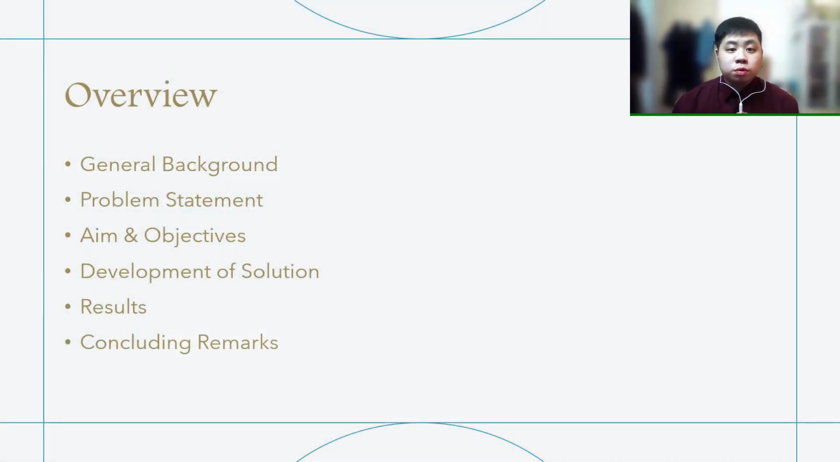As an overview, we will go through the project's general background, leading us to the problem statement, aim, and objectives. After that, we'll look at the solution development, its results, and some concluding remarks.